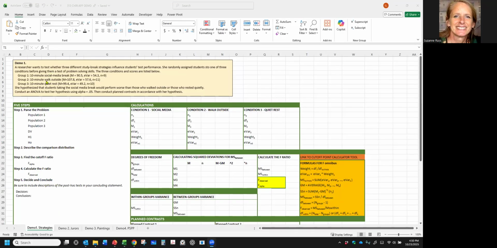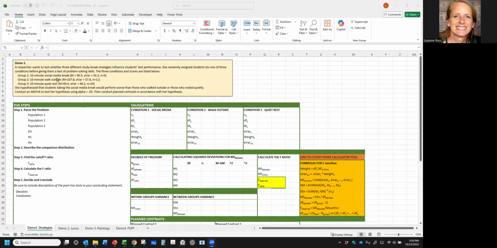This is an example of a one-way analysis of variance, or ANOVA, and this will be done with planned contrasts. The problem looks at a researcher wanting to test three different study break strategies and see how they influence students' test performance. She randomly assigned students to one of these conditions before giving them a test of problem-solving skills.